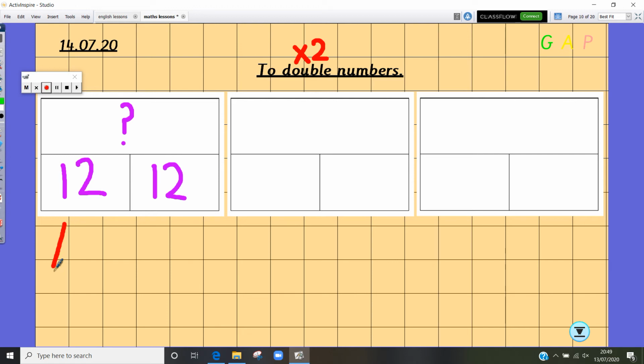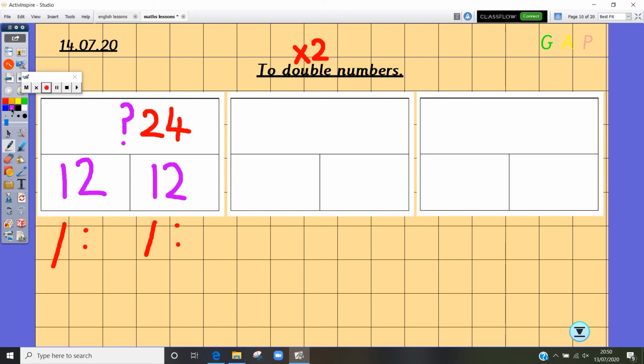So I've got 1 10 and I've got 2 1s, and I've got 1 10 and 2 1s. Remember, your jottings should be exactly the same as well. And when I come to add those together, I end up with 2 10s, which is 20, and 4 1s, which is 4. So my total of double 12 is 24. So well done if you have managed to get that one correct.